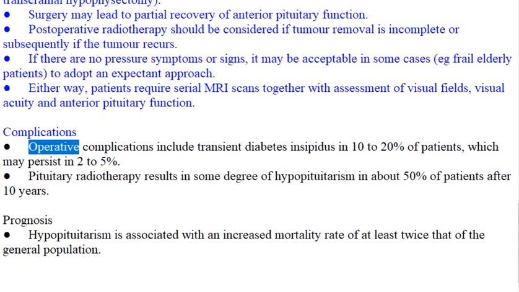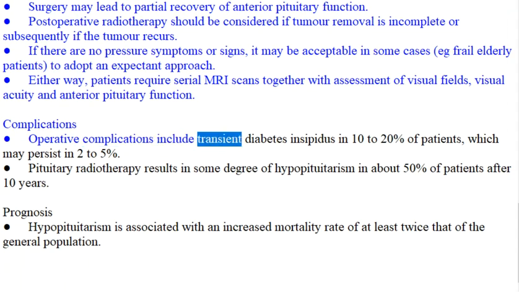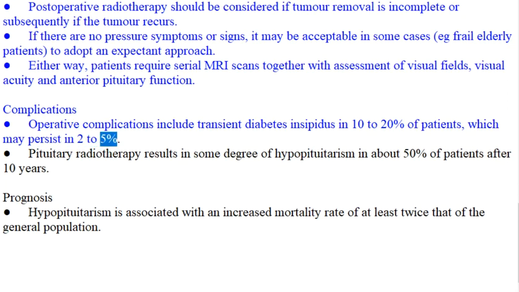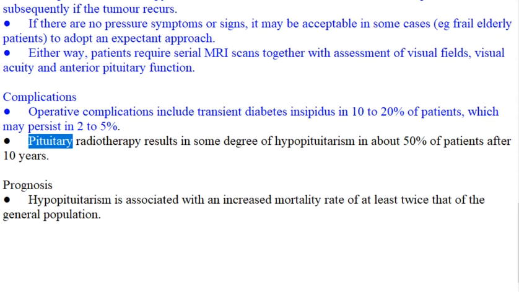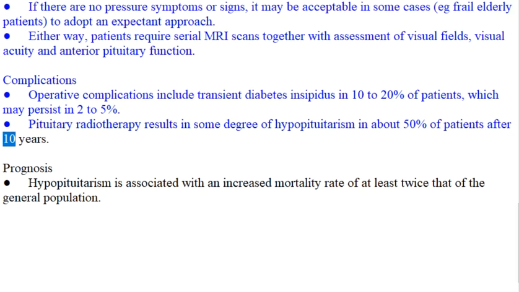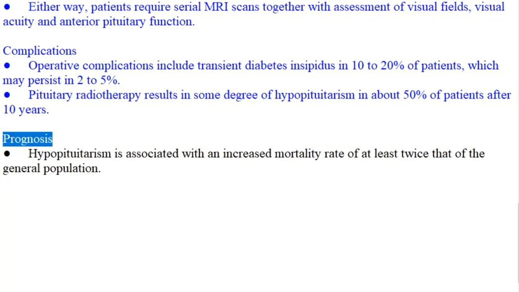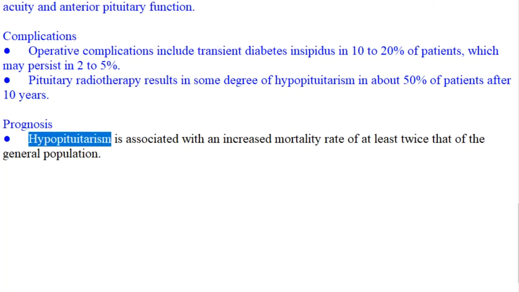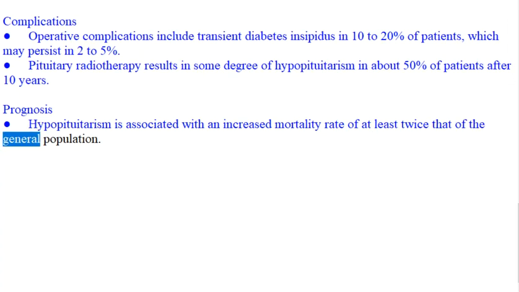Complications. Operative complications include transient diabetes insipidus in 10 to 20% of patients, which may persist in 2 to 5%. Pituitary radiotherapy results in some degree of hypopituitarism in about 50% of patients after 10 years. Prognosis. Hypopituitarism is associated with an increased mortality rate of at least twice that of the general population.